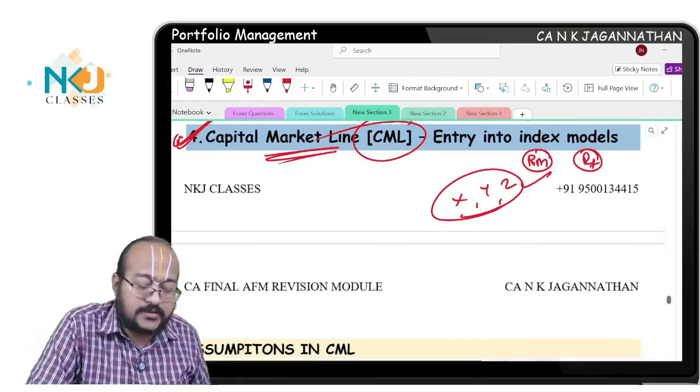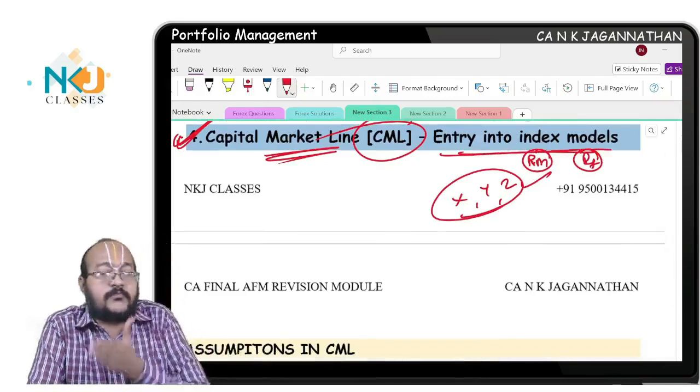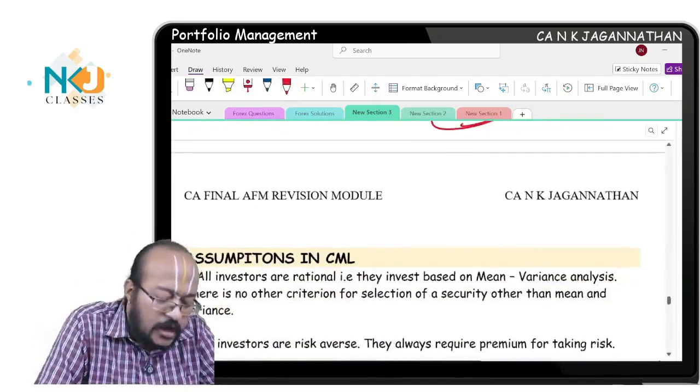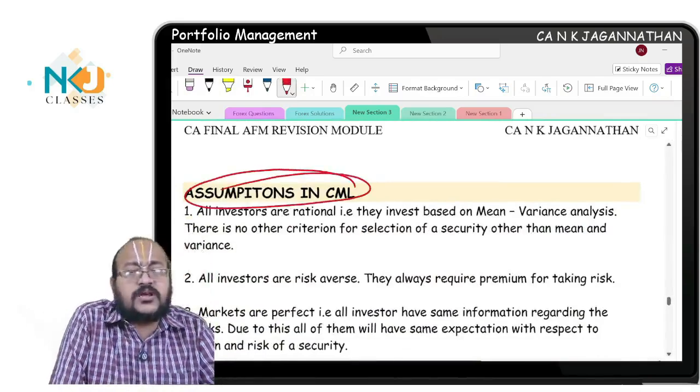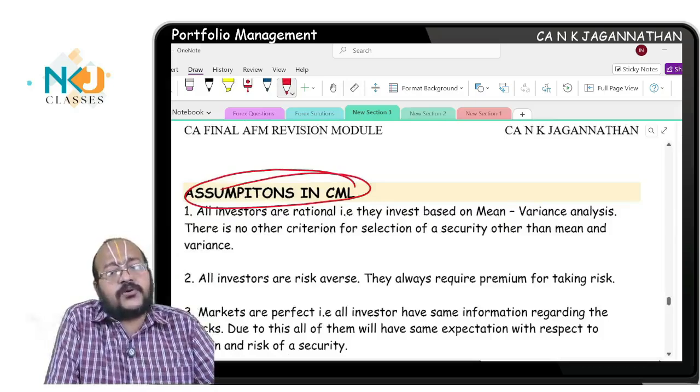This is the entry into index models. From here we start index-based models. Now, there are a few assumptions in CML. This is very imperative to understand so that you can understand CAPM and further models.